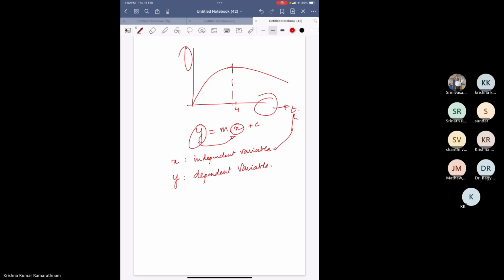Okay. Now let us look at this equation. y is equal to mx plus c. Okay. Before I plot it, let me draw a line here so that you don't get confused with the previous one. Before I plot it, I want to find out the slope of this equation. So what is the slope of this equation? dy by dx. What is the slope?